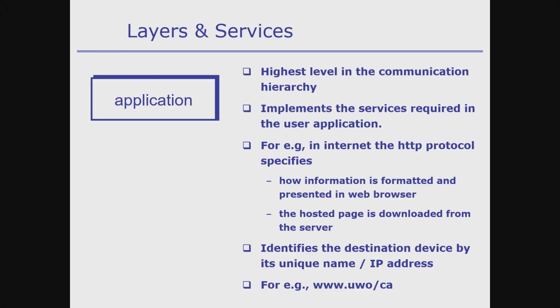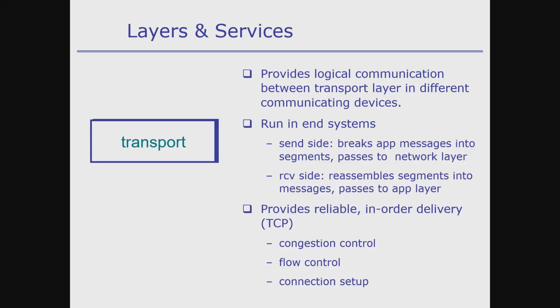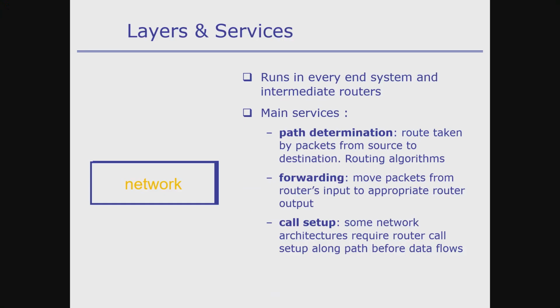Okay, so this is the application. I'm not going to spend a lot of time on this. This is the transport layer. It's basically a logical communication. The sending side does some functions, the receiving side does some functions also, and it's basically providing reliable in-order delivery. The most common protocol is TCP. So congestion control over the network, flow control over the network, and connection setup, so that they can talk to each other.